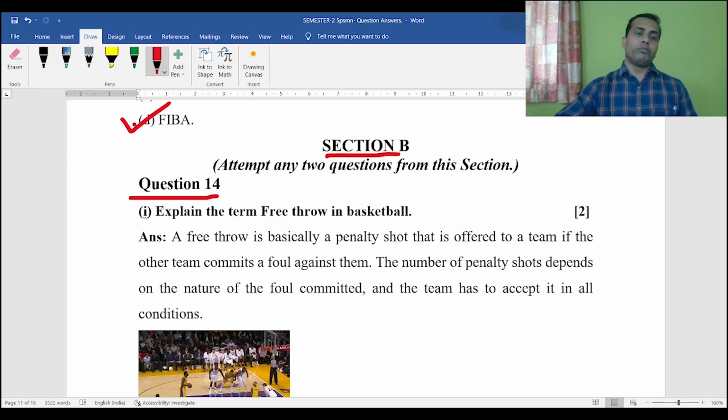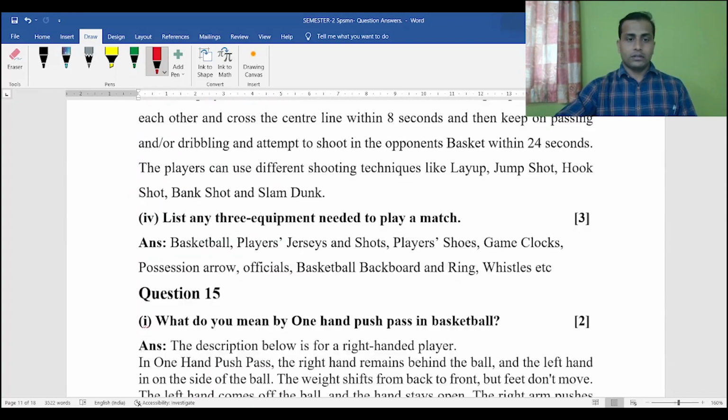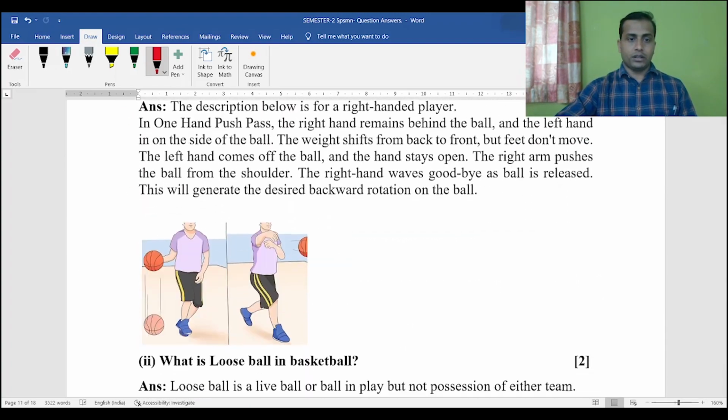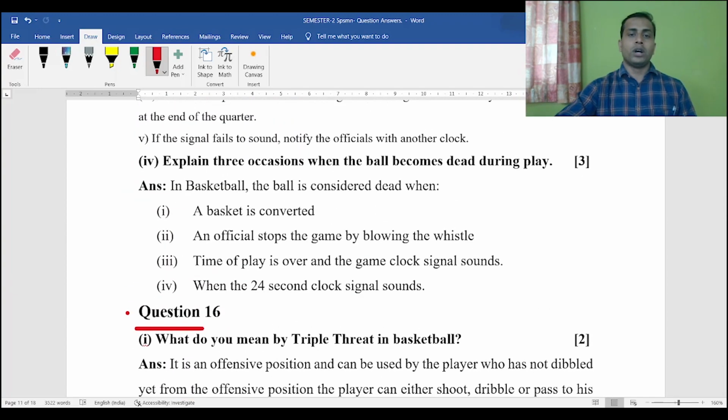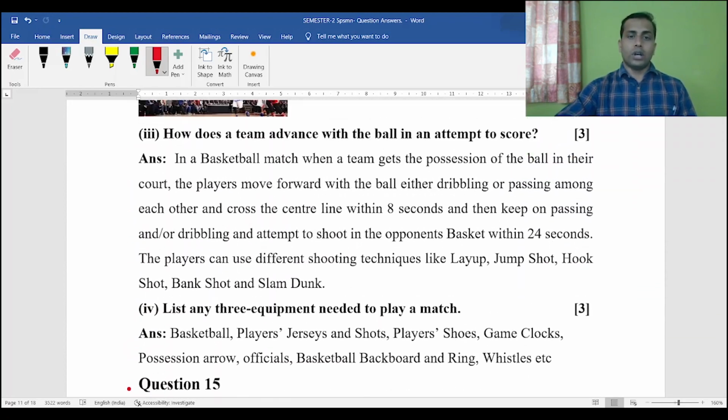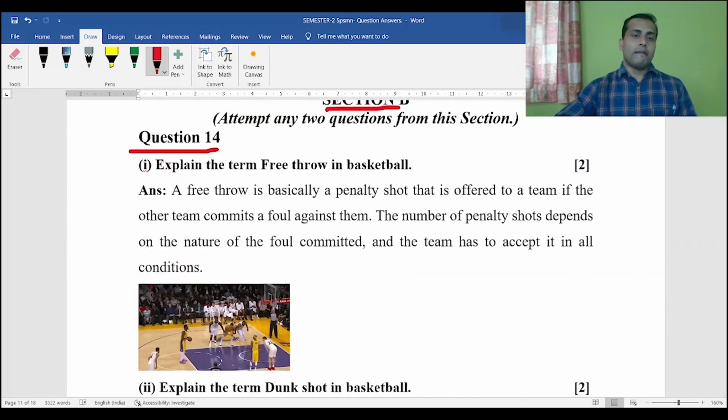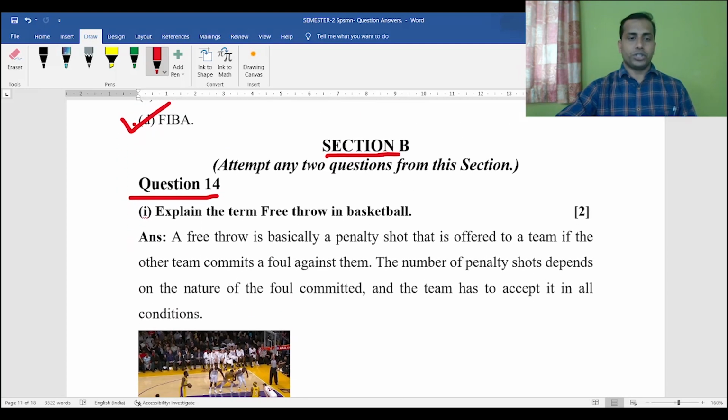In Section B, there will be 3 questions, numbered in the specimen paper as question number 14, question number 15, and question number 16. Out of these 3 questions, you need to answer any 2 questions. Question number 14 contains 4 questions, which we will discuss first, then we go to the next questions. I'll be answering all the questions of this section so that it will help you understand the answers and help you in your examination.